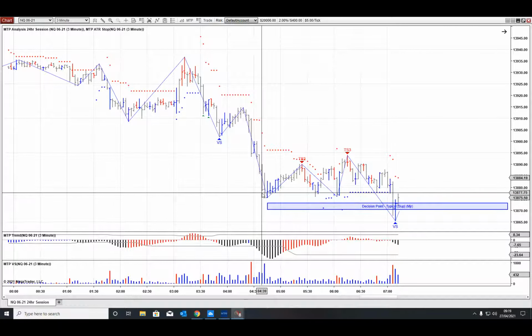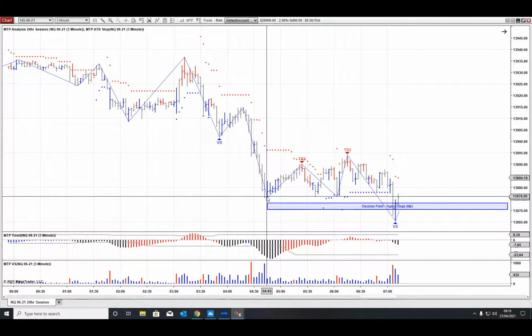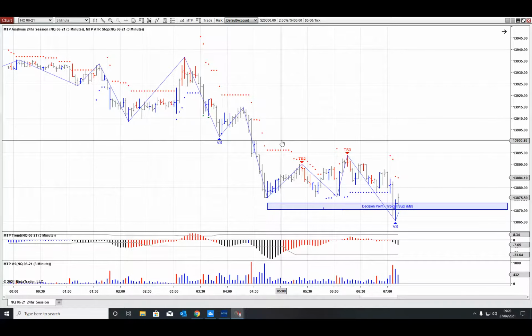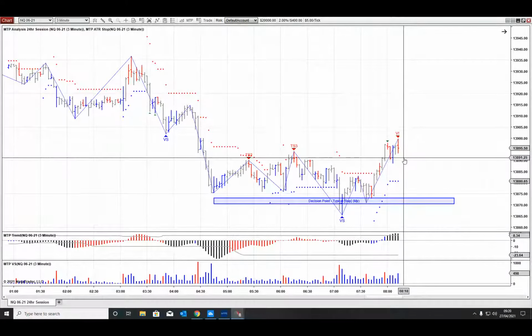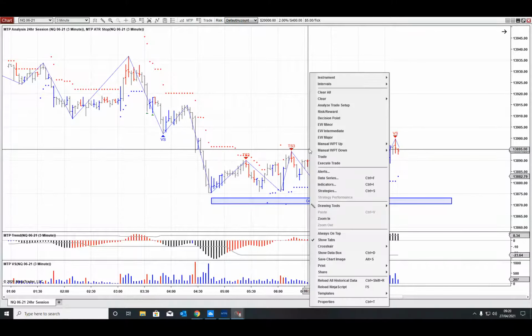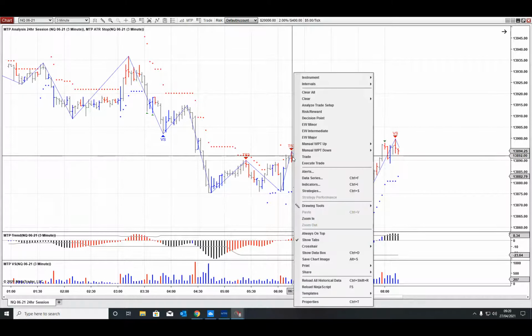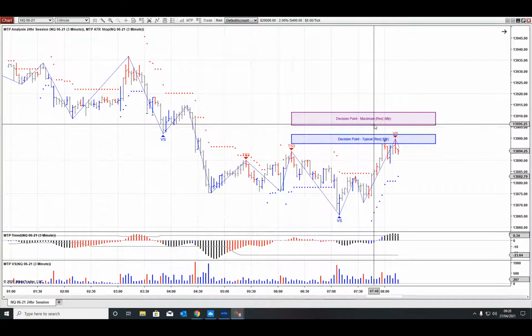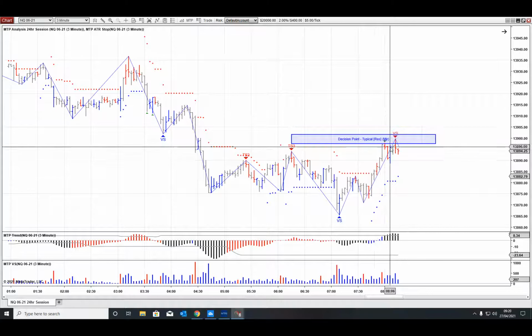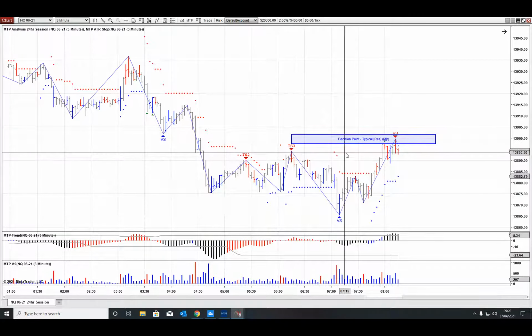So can you see how that was a break beyond a fairly important psychological low? Sorry, I get my highs and lows mixed up, don't I? Compare that to this one, this VS. This VS was a failure in around this level. It was at DP resistance as well. Okay, it was a failure just at this level.